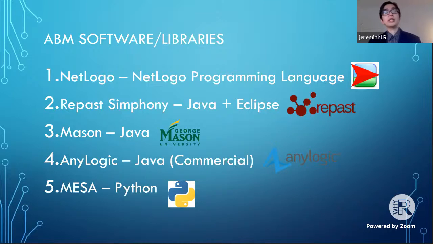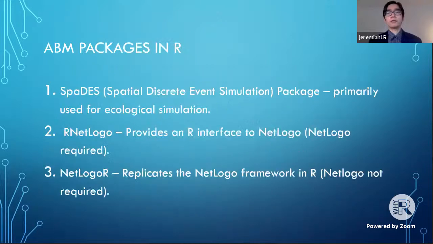Now, the most popular ABM software right now is NetLogo, which I just showed, followed by a couple of Java software and libraries. And there's also a more recent Python package for agent-based modeling. We do have ABM packages in R. They are not as popular, but they are also interesting. Spades is one of them.